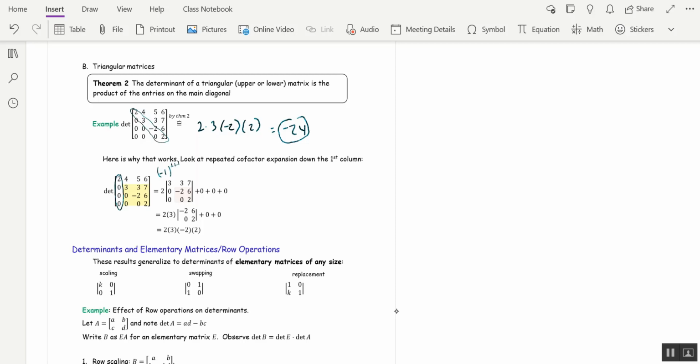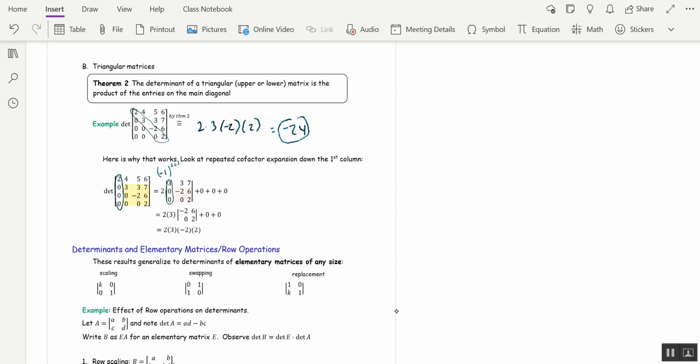So I didn't even write that down, the negative 1 to the 1 plus 1, because that's positive. And then I write down the subdeterminant that's in yellow. And so I copied that over, and then everything else is 0. Then I do it again, cofactor expansion down the first column.